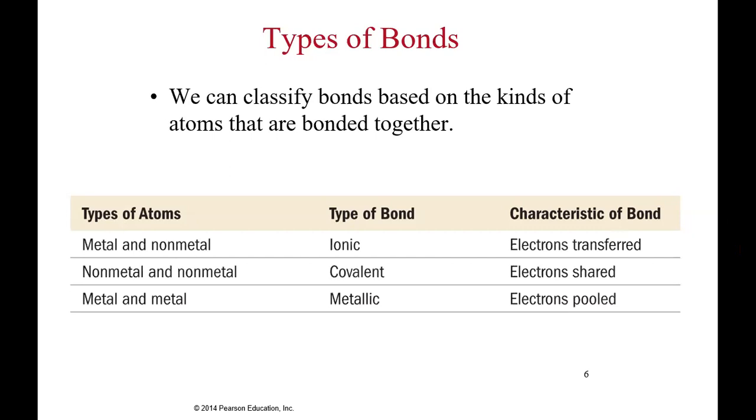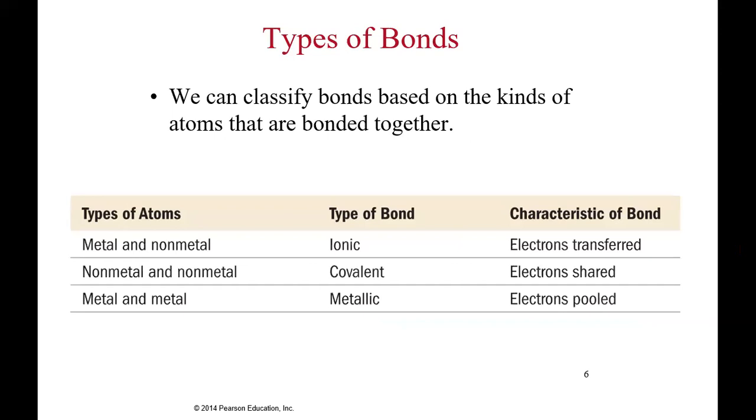And there's a third kind, which is when you have metals linked together. We're going to call that a metallic bond. And it says here electrons pooled. We're going to discuss what that means later on. I think it's a little outside of the scope of our discussion for this unit, but we'll bring it back up again when we study the properties of solids.